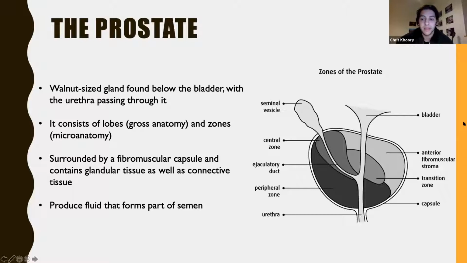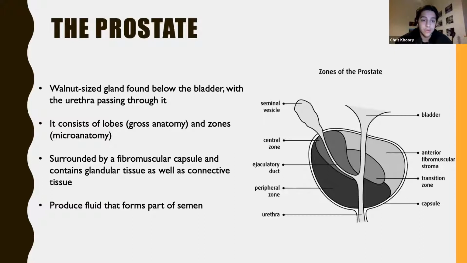The peripheral zone makes up the majority of the gland. So you can see over here, posteriorly, so this is posterior and this is anterior. The central zone makes up around 20%, and then the transitional zone around 5%.